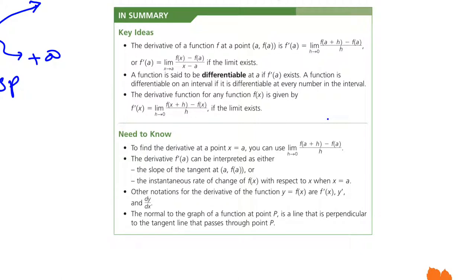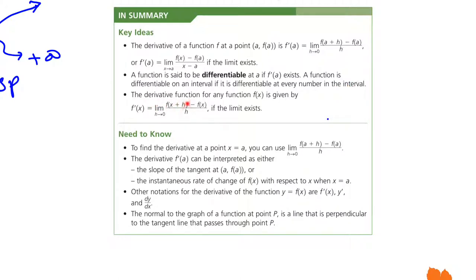Let's recap. f prime of a is the limit of f of a plus h minus f of a over h as h approaches 0, or the limit of f of x minus f of a over x minus a as x approaches a, if the limit exists. f prime of a is the instantaneous rate of change of f of x at x equals a, which is the slope of the tangent line to the graph of y equals f of x at x equals a. A function is said to be differentiable at a if f prime of a exists. A function is differentiable on an interval if it is differentiable at every number in the interval.